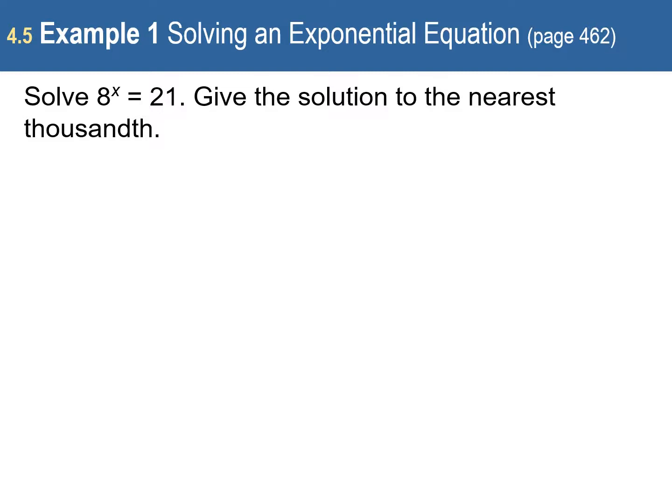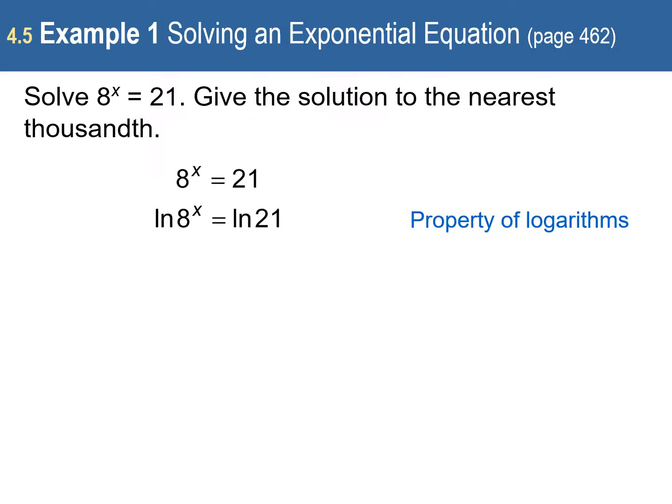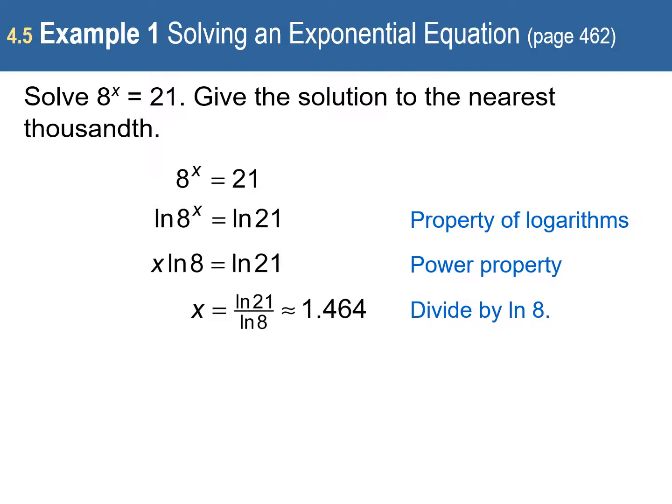So solve x to the 8 is 21, and let's give it to the nearest thousandth. So the first thing you want to do is, you can't find a common base here, so just take the natural log of both sides. So this becomes x times natural log of 8 is equal to natural log of 21. So x is natural log of 21 divided by natural log of 8, or about 1.464.